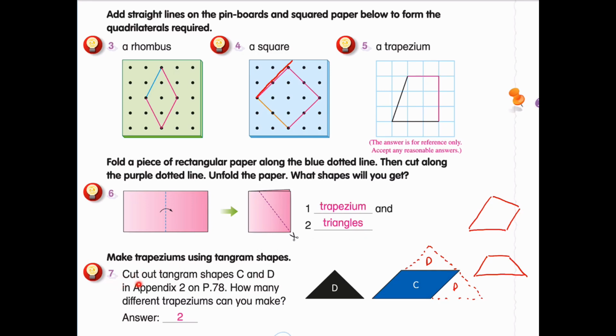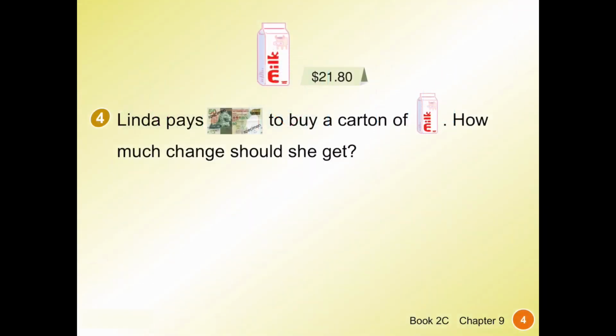And question 7, cut out tangram shapes C and D in appendix 2 on page 68. So only D and C this time that we'll be using. How many different trapeziums can you make? So we can have 2 different trapeziums. One way would be if we put a D on top of the C, so we would have a trapezium that looks like this. Or if we put the D by the right hand side of C, then we would have a trapezium that looks like this.